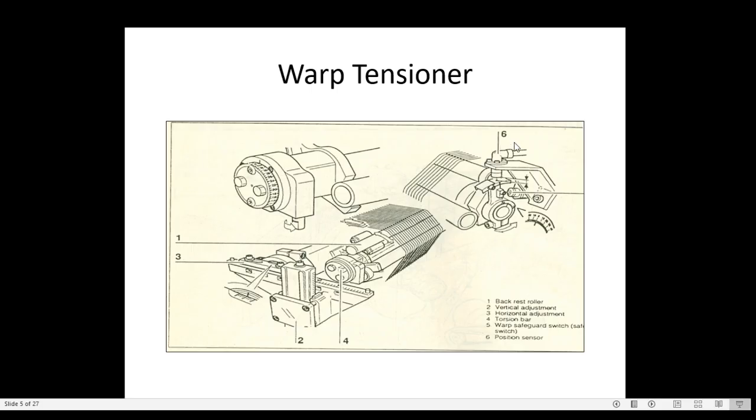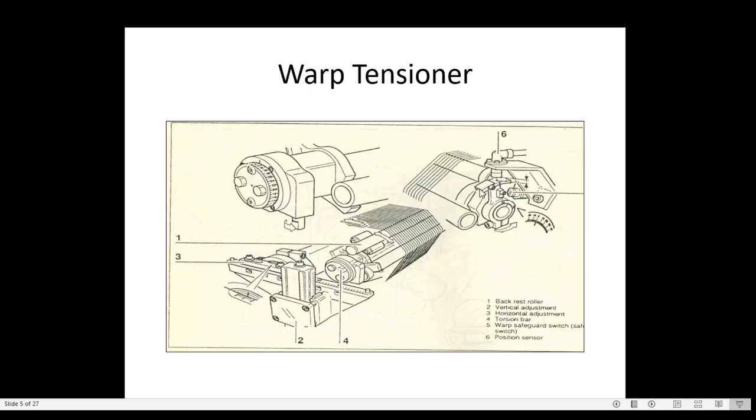On the other side of the machine, we can see this device. This is called the pendulum. Number 6 here is the position sensor, and number 5 is the safeguard switch. So here is the pendulum. When 5 kilonewton comes, a certain distance is fixed between the position sensor and the pendulum. Suppose a 1 centimeter distance is fixed when 5 kilonewton tension is there. When the pendulum moves away from the sensor, the change in the signal is given to the warp let-off motor, and accordingly the let-off motor speed increases or reduces to keep the distance the same at 1 centimeter.